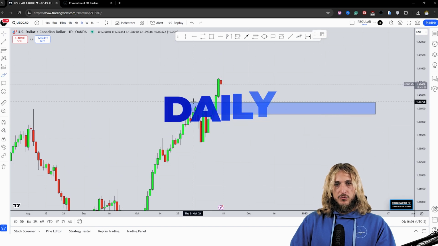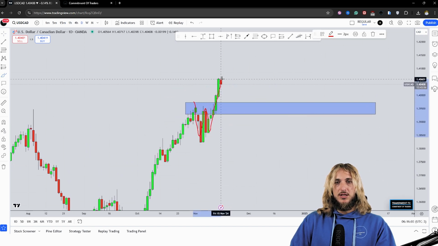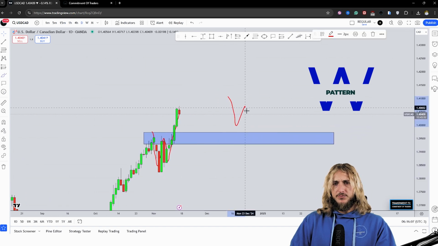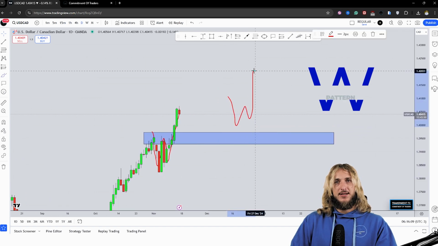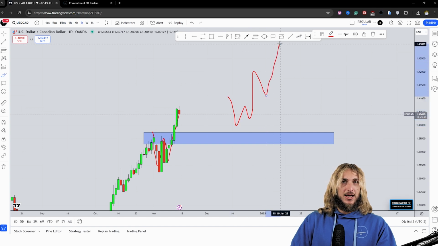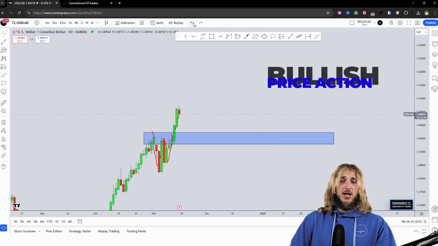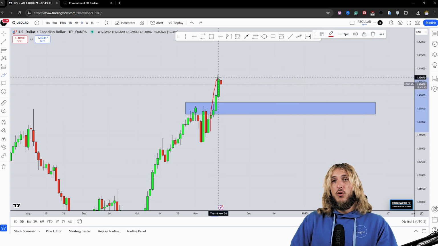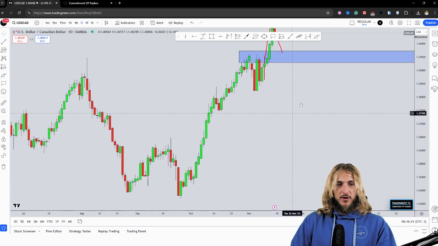Now, from a daily standpoint, we can notice how the market has just created this overextended W formation. Now, generally speaking, after the creation of an overextended W, what you would expect is for the market to first provide a correction and then the continuation to the upside. Because when the market creates such a pattern, it is usually overextended to the upside in the middle of a correction.